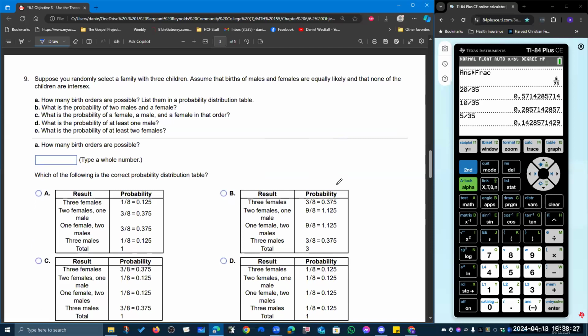All right, suppose that you randomly select, this is like the first problem, assume that the births of males and females are equally likely. We're just going to make a chart here. It says 3 females, 2 females, 1 male, 1 female, 2 males, and then 3 males.